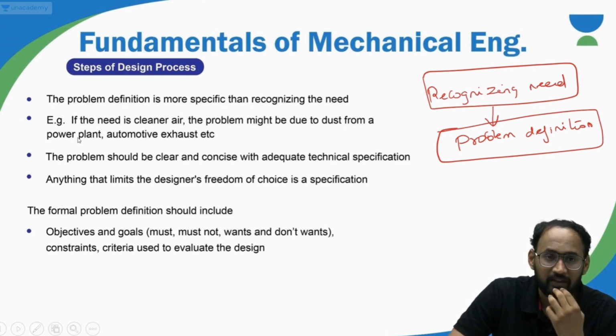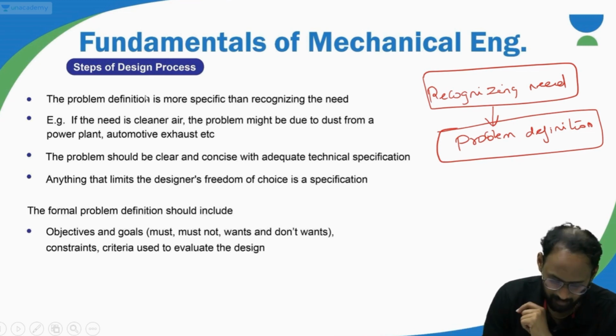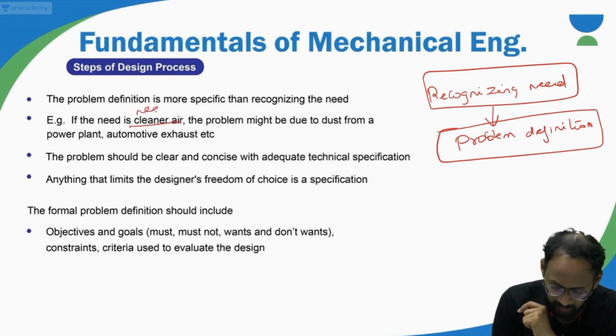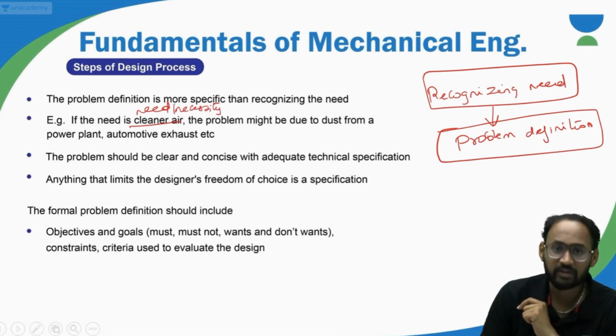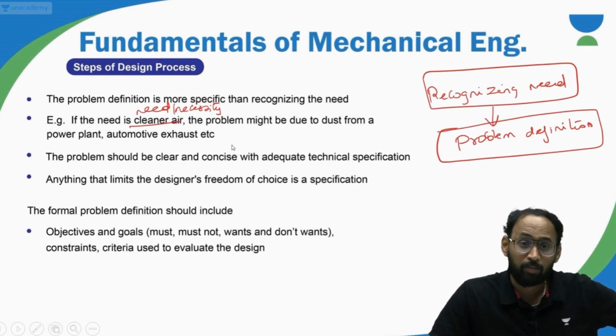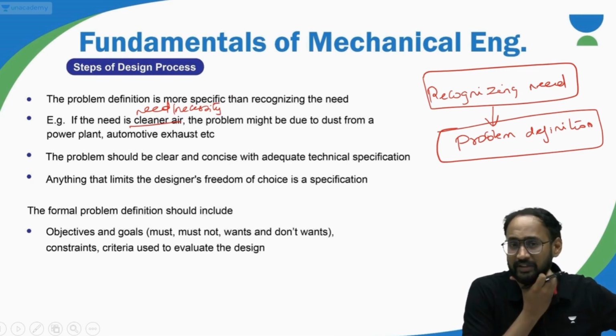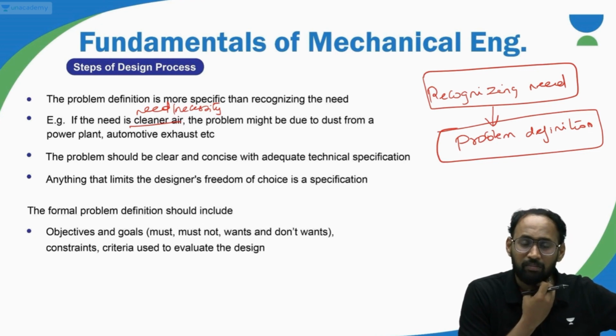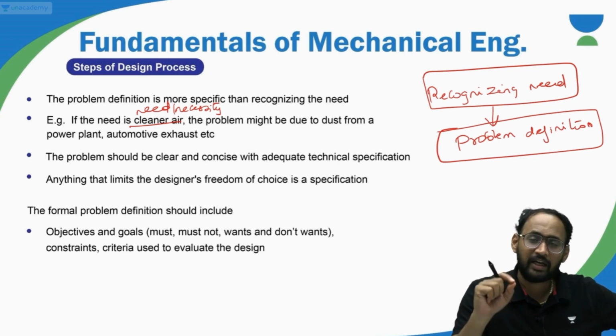Say, for example, if there is a need for cleaner air, this is a need or necessity. Now the problem definition, or a problem, would be that due to the dust from a power plant, or it could be automotive exhaust. Let's say an example: a city is reeling under pollution. Now there is a need or necessity to have clean air there.